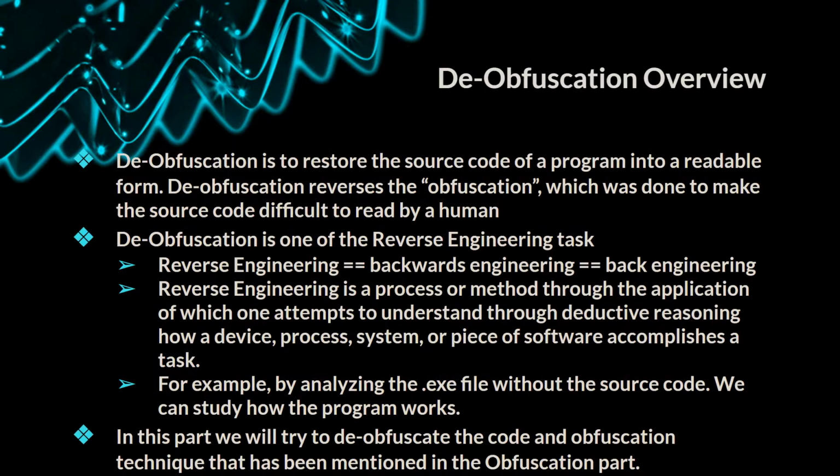De-obfuscation is pretty much essential for anyone who wants to become a reverse engineer. Reverse engineering is equal to backwards engineering, which is equal to back engineering, which pretty much comes to what de-obfuscation is: taking something that's in one form and bringing it back and figuring out how it works. Reverse engineering is a process or method through the application of which one attempts to understand through deductive reasoning how a device, process, system, or piece of software accomplishes a task. For example, by analyzing the .exe file without the source code, we can study how the program works.